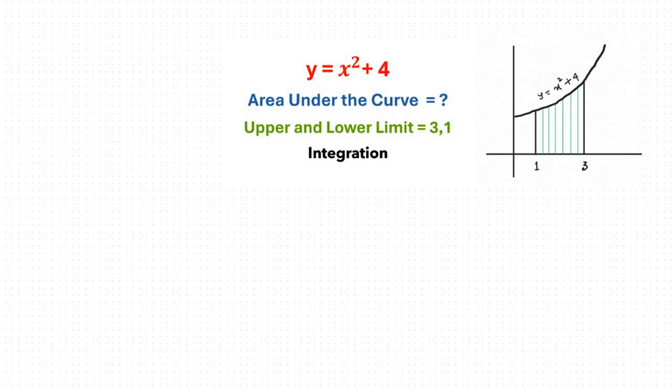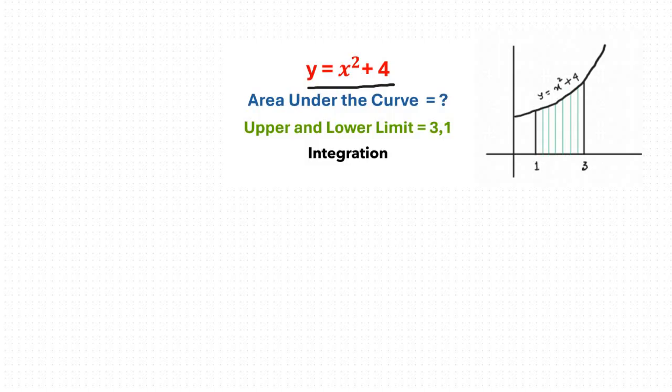We have a nice integration problem here. We have a quadratic equation which is y equals x squared plus 4. We need to find the area under the curve using this quadratic equation, and the limits given here: upper limit is 3 and lower limit is 1. We need to use the integration rules to get the area.